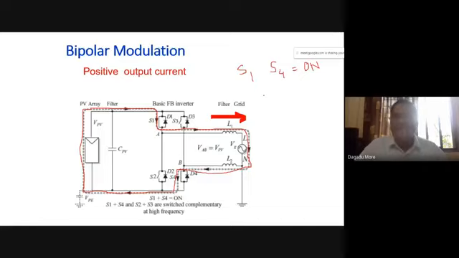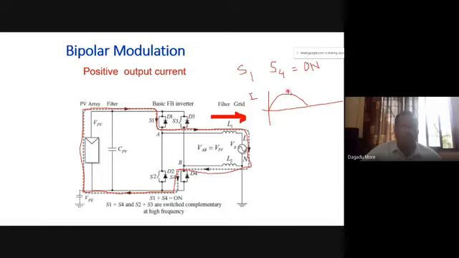So we are having our current at 50 hertz. Whatever our current is, that is the positive half cycle we are considering. So this is the positive half cycle of current, and in the positive half cycle, S1 and S4 will be on for some time, and after that S3 and S2 will be on.